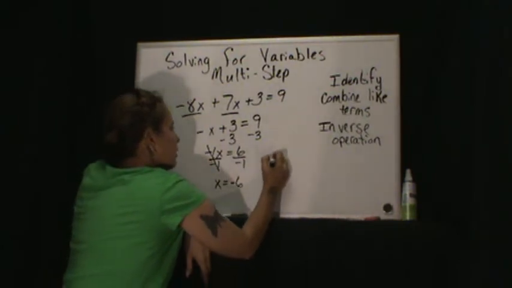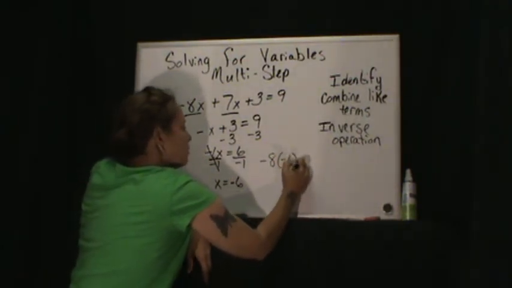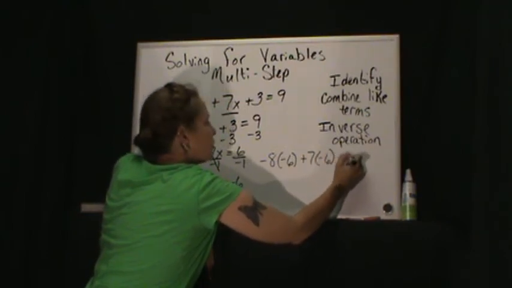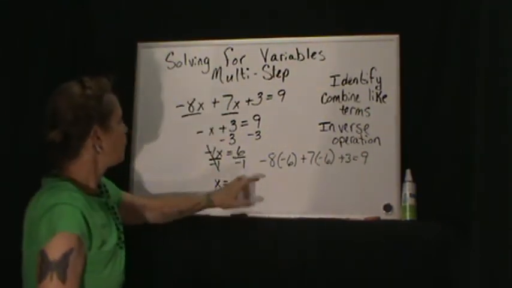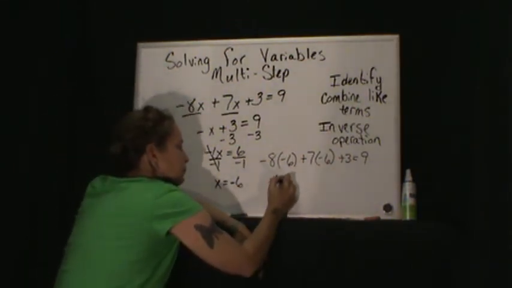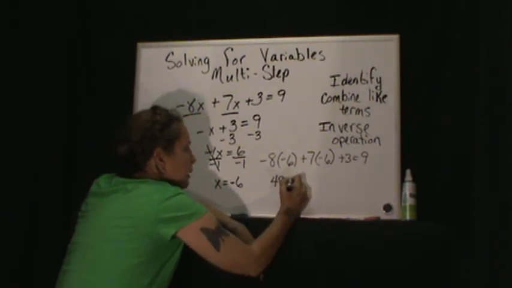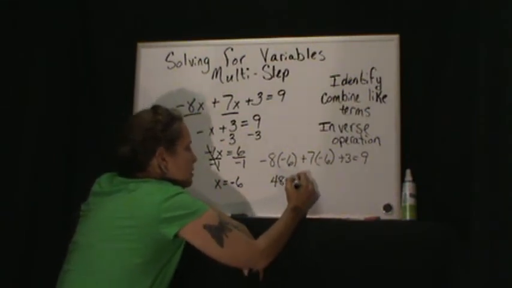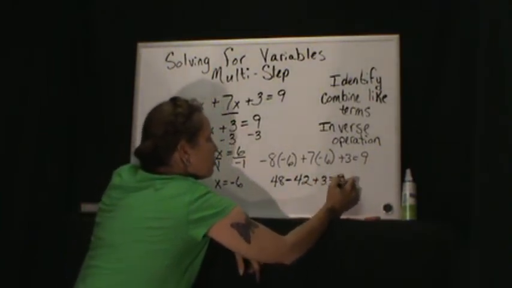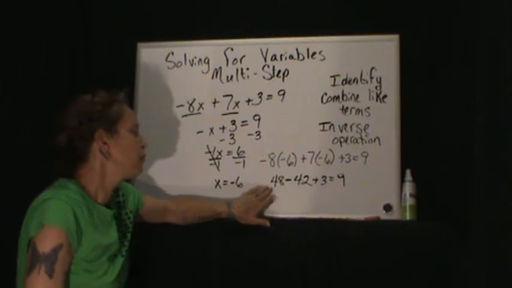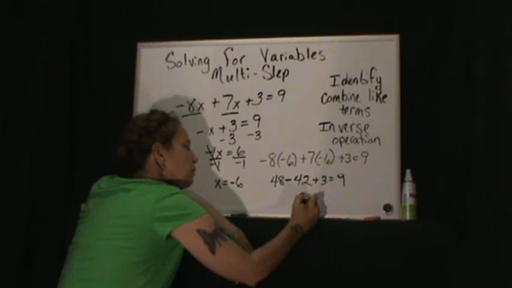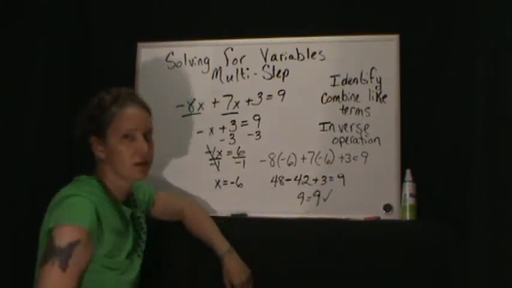And we can check our answer. Negative times a negative is a positive. 8 times 6 is 48. Positive times a negative is a negative. 7 times 6, 42. And combine our like terms. 48 minus 42 is 6, plus 3 is 9. So our answer checks.